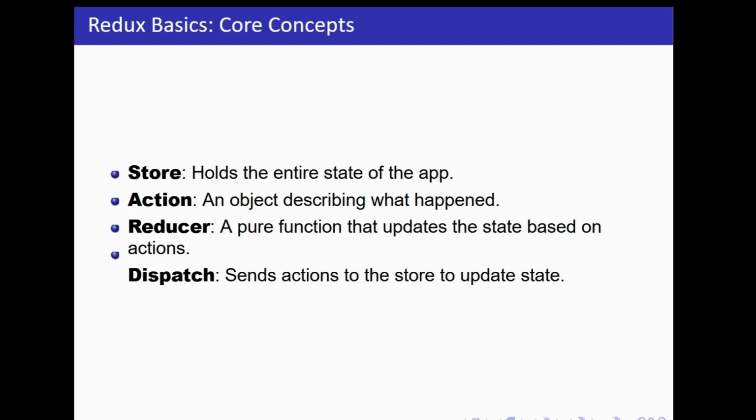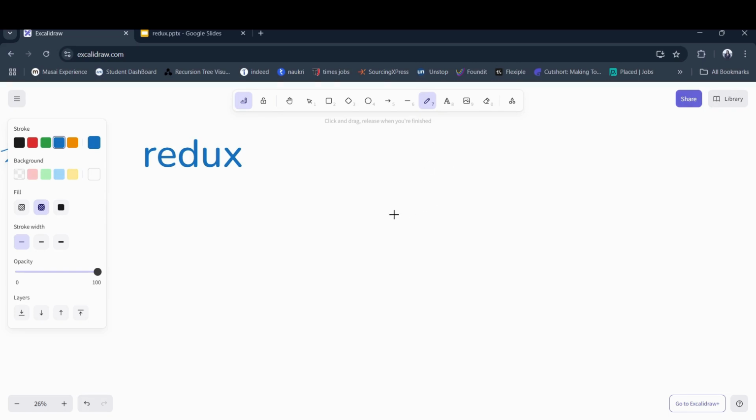Now, let me break it down using a real world analogy. In Redux, there are mainly three things which we should know. The first one is the store, the second one is the reducer, and the third one is actions. Let me go with a real life example. Take a normal human body.